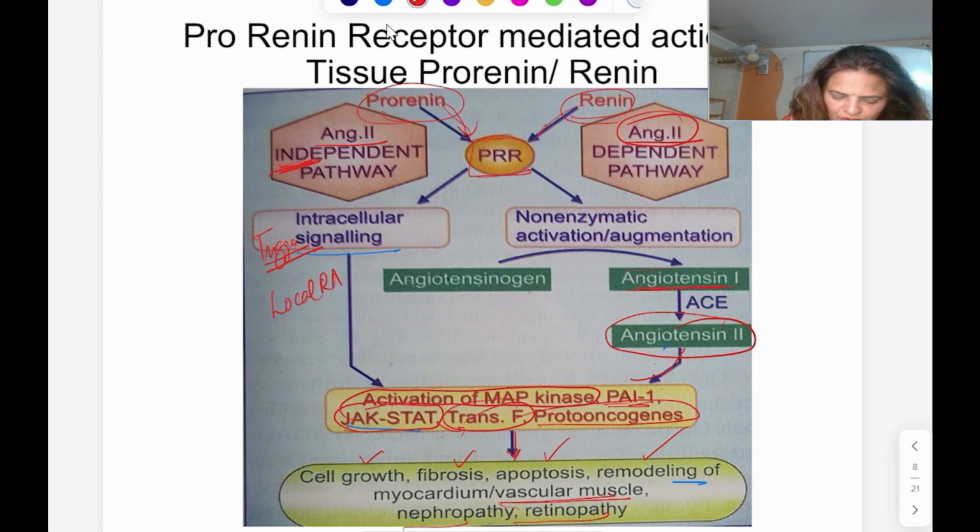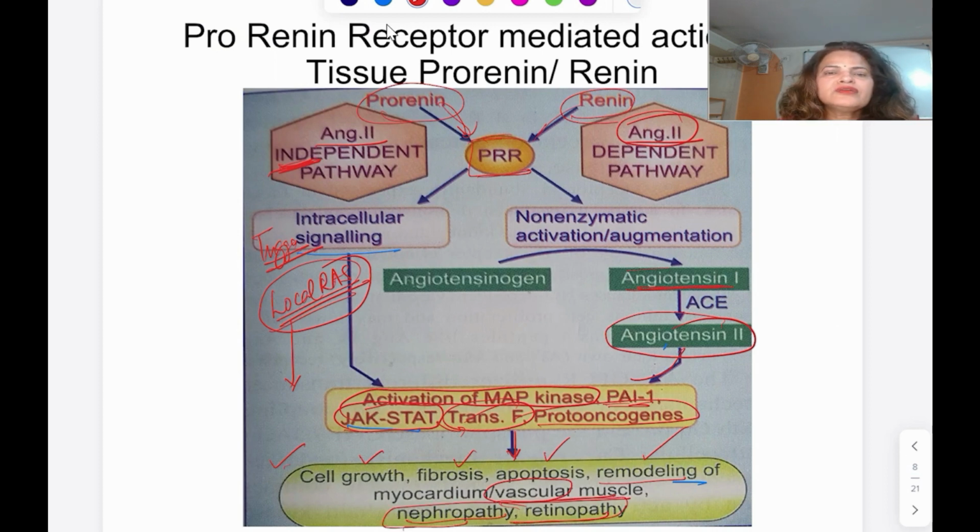So we are talking about the local RAS, the local renin angiotensin system. It is going to cause all that. So activation of this local RAS leads to many pathological conditions, especially vascular remodeling. Then we have ventricular hypertrophy, myocardial remodeling, fibrosis, nephropathy and retinopathy.